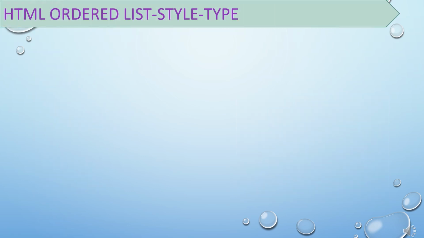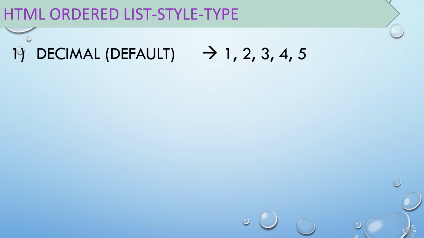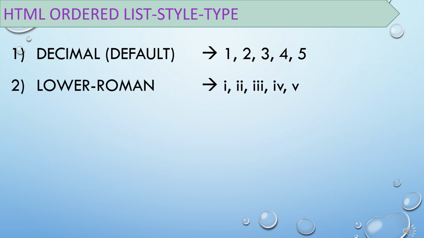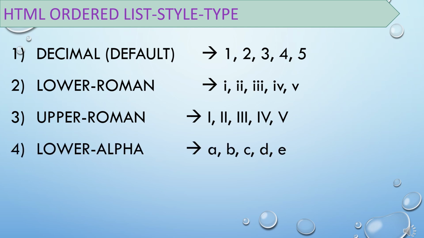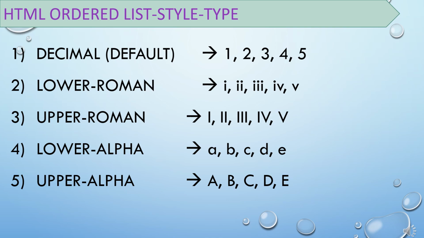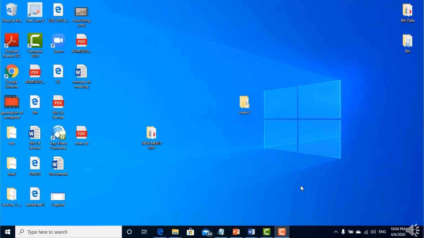HTML ordered list style type property. Like unordered list, we can also use the CSS list style type property to change the numbering type for ordered list. The list style type property has different values for ordered and unordered list. For ordered list, list style type has the following different values: 1. Decimal, by default. 2. Lower Roman. 3. Upper Roman. 4. Lower alpha. 5. Upper alpha.